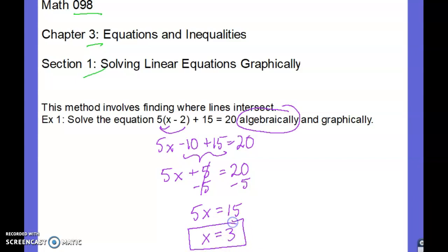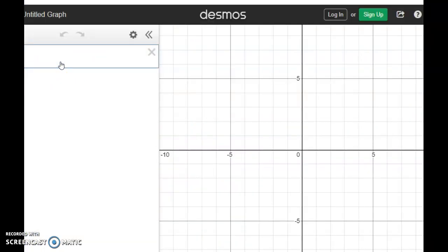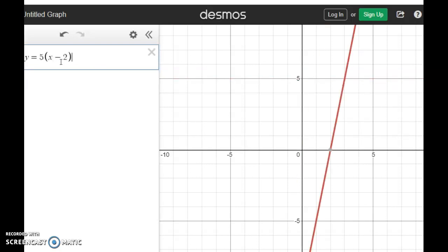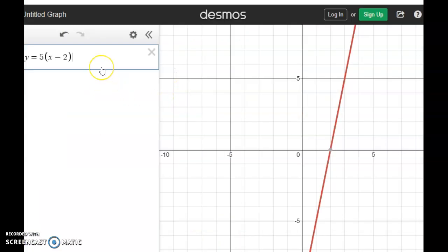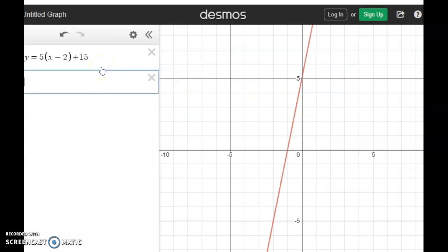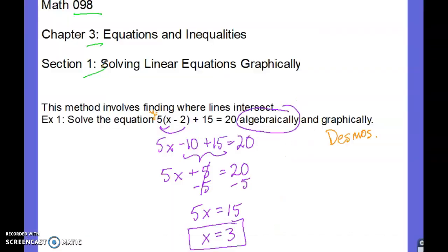But let's talk about what you can do graphically. So I'm going to pull up Desmos to talk about how we can solve this using graphing capabilities. What you're going to see me do is type both of the equations, and you might be saying, what do you mean both of the equations? Well, the left side I'm going to write as y equals. I forgot my plus 15 though. And then the second equation is the right side of the equation, where I'm going to write y equals 20.